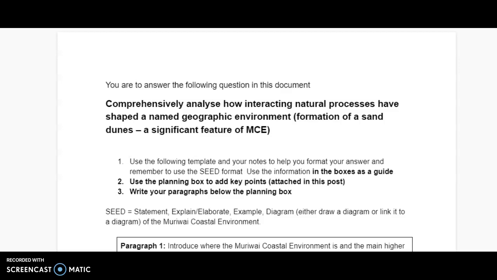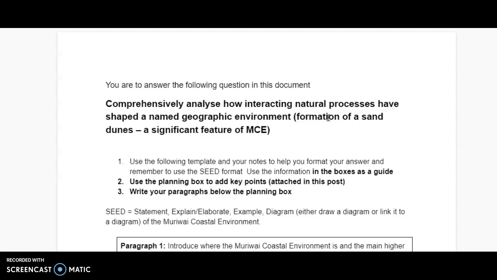Comprehensively analyse how interacting natural processes have shaped a named geographic environment. So basically what that means is: how do our interacting processes form the sand dunes or the sandy beach in the Muriwai coastal environment?